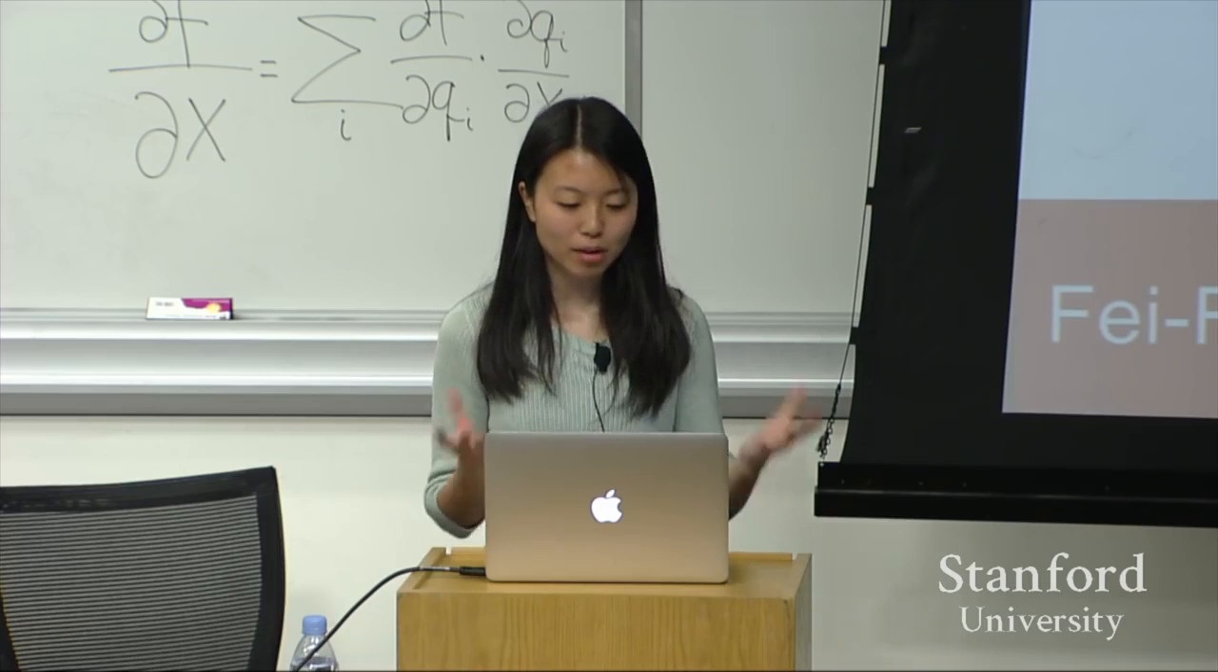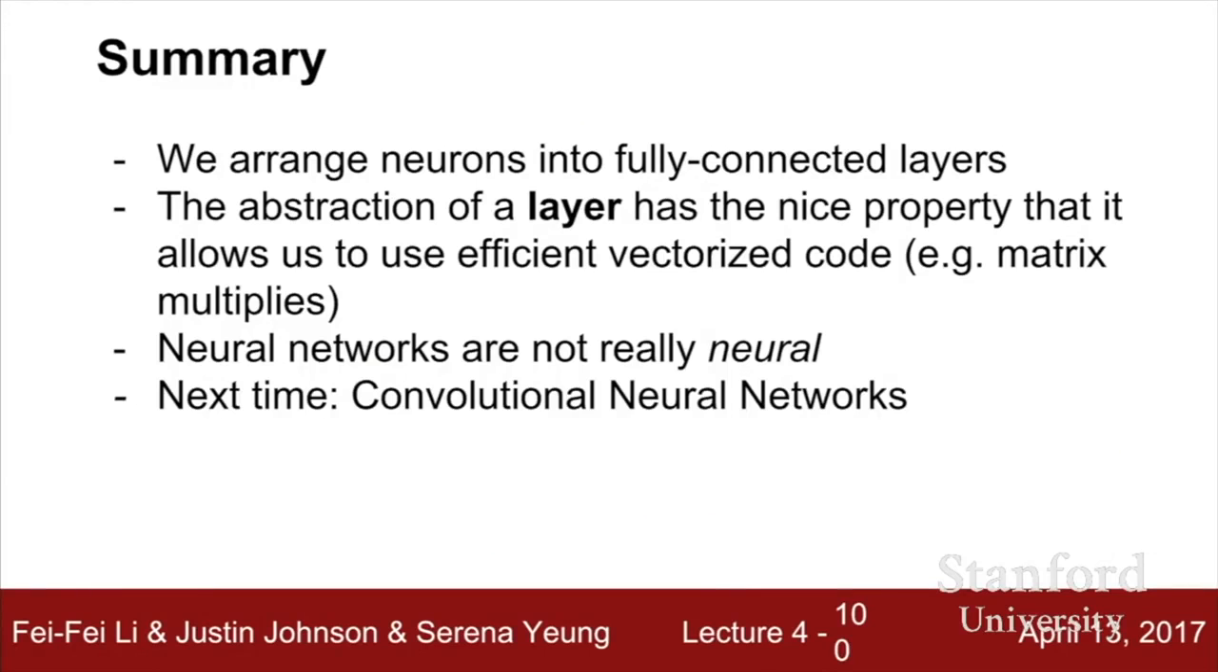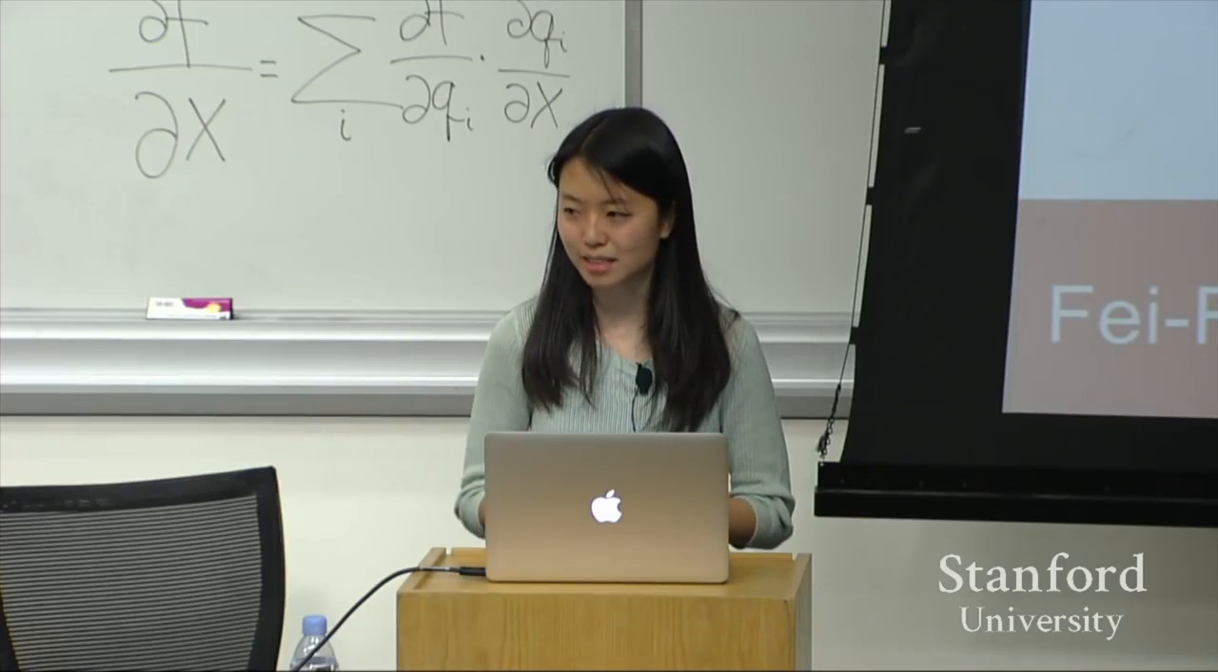Okay, so just to summarize, we talked about how we can arrange neurons into these computations of fully connected or linear layers. This abstraction of a layer has a nice property that we can use very efficient vectorized code to compute all of these. We also talked about how it's important to keep in mind that neural networks do have some analogy and loose inspiration from biology, but they're not really neural. This is a pretty loose analogy that we're making. And next time we'll talk about convolutional neural networks. Okay, thanks.